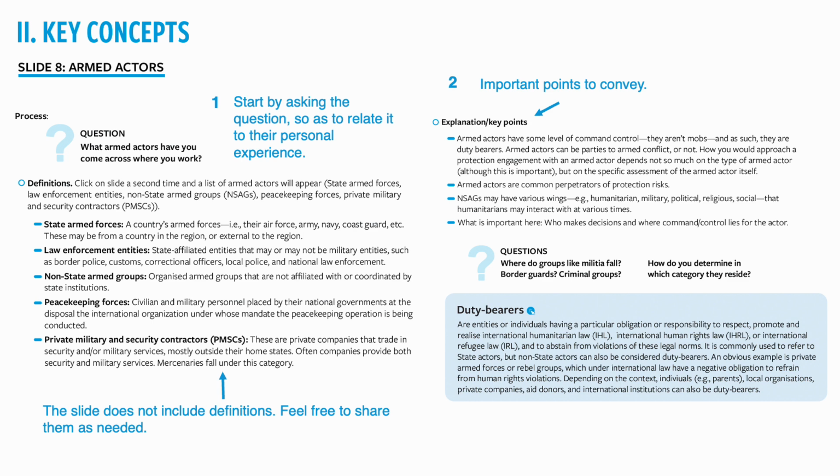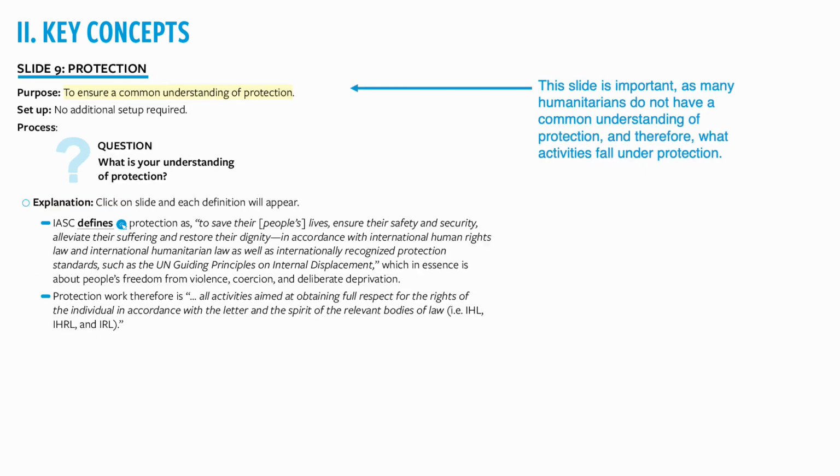If participants ask which category a specific armed actor falls into, try to get them to answer the question themselves, and then ask how they determine this. The key here is who makes decisions and where command control for the armed actor lies. We also included the definition of duty bearers here if needed.